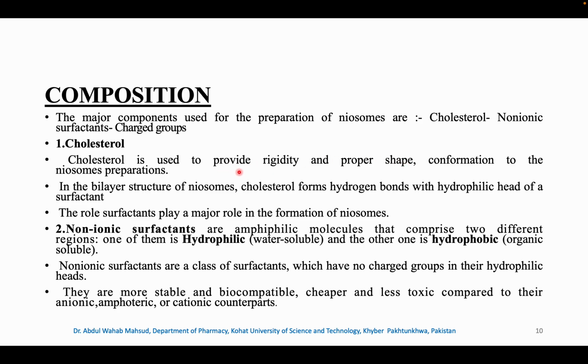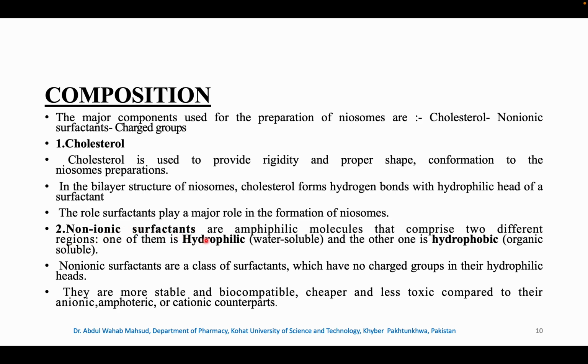If anybody asks you why we use cholesterol in the preparation of niosome, your answer should be that due to use of cholesterol, we can enhance the rigidity of the vesicles and give proper shape, conformation to the niosome preparation. In the bilayer structure of niosome, cholesterol forms hydrogen bonds with the hydrophilic head of the surfactant. The surfactant plays a major role in the formation of niosome. So different non-ionic surfactants are used in the preparation of niosome.